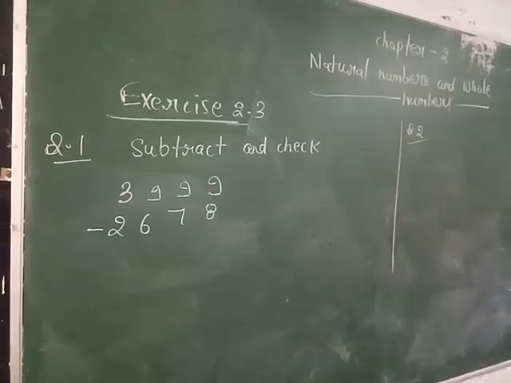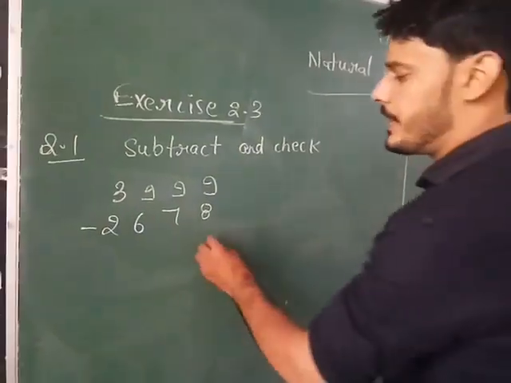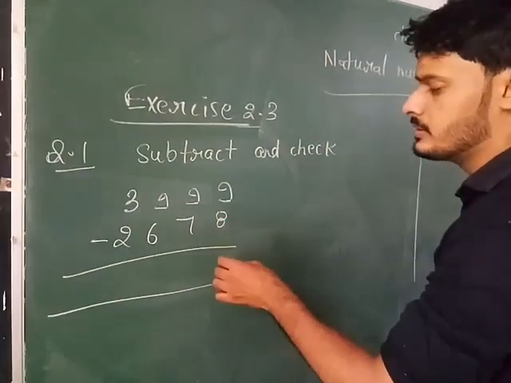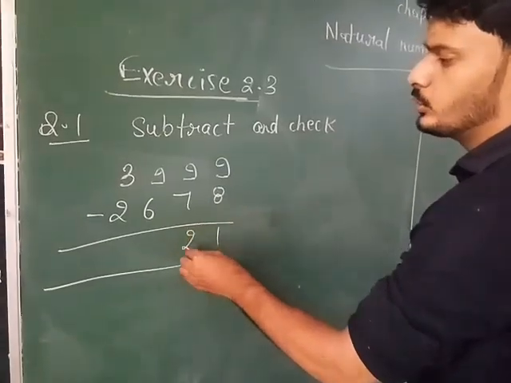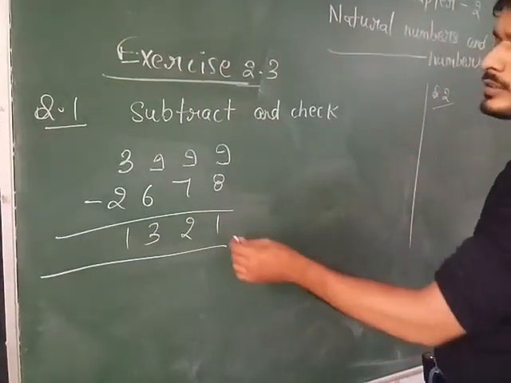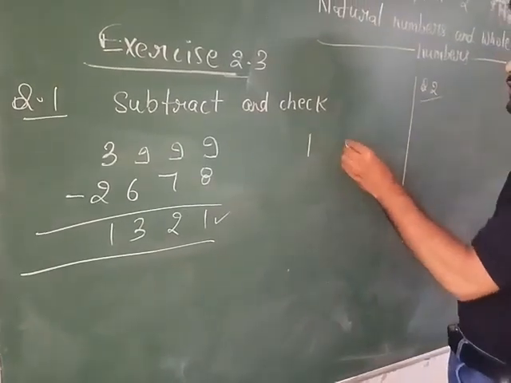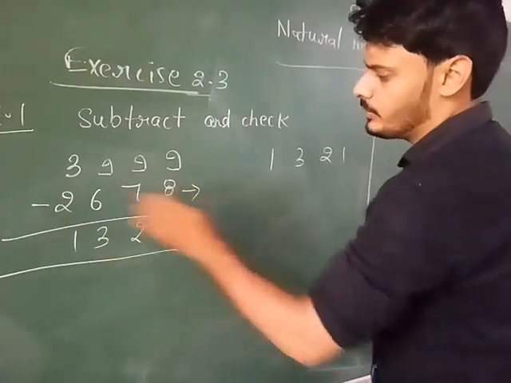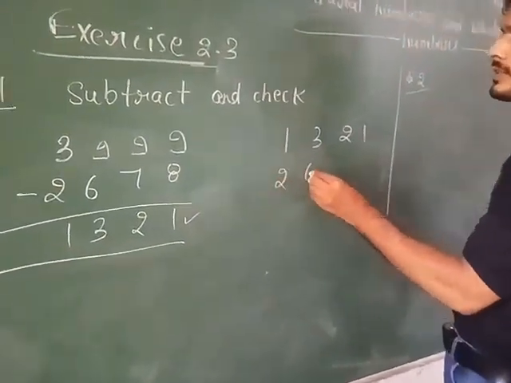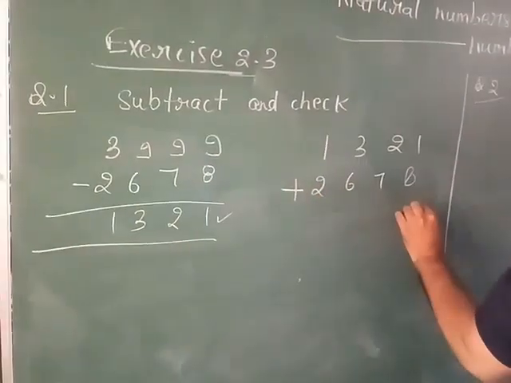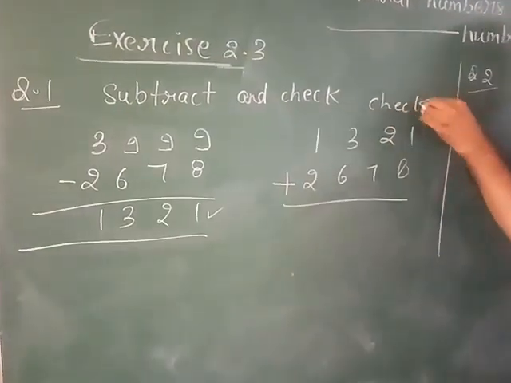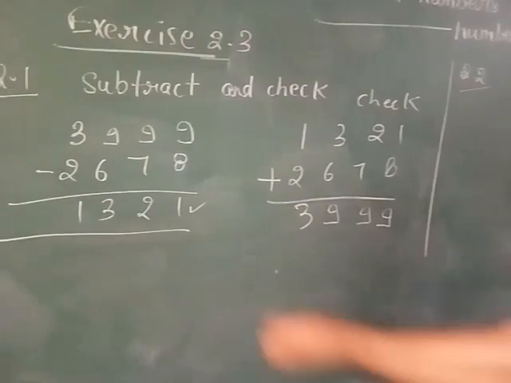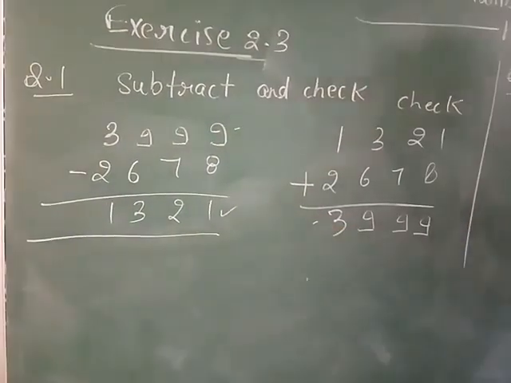Exercise 2.3. In question number 1, we have to first subtract these two terms and check the answer by addition. So let us subtract: 9 minus 8 is 1, and 2 and 3 and 1. Now we will check this answer. 1, 3, 2, 1, and we will add this lower term to the answer. 2, 6, 7, 8. 9, 9, 9. So you can see this part and this part are the same. So our answer is correct.